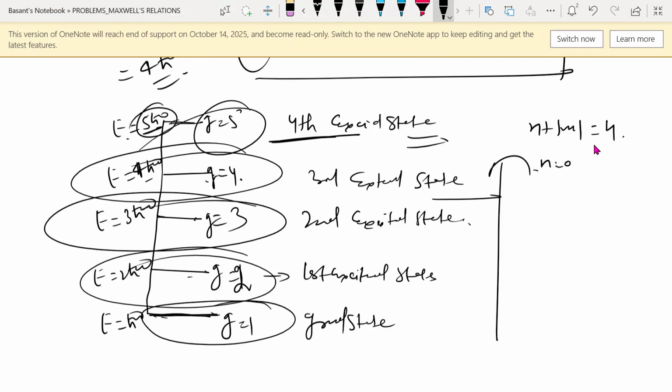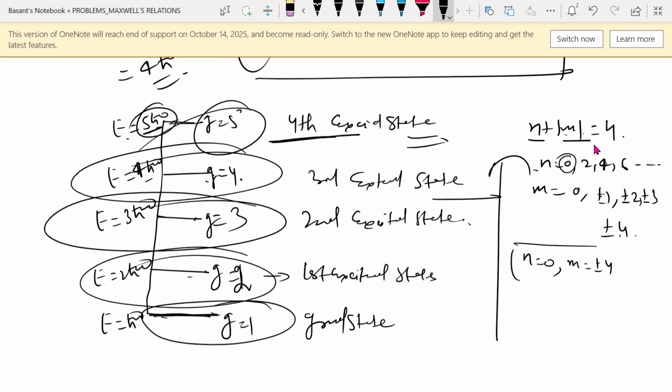And n is equal to 0, 2, 4, 6. m is equal to 0, plus minus 1, plus minus 2, plus minus 3, plus minus 4. Hence, by pairing n and mod m, if we take n equal to 0, then mod m must be 4. So, m is equal to plus minus 4. This is the first combination, if n is equal to 0.